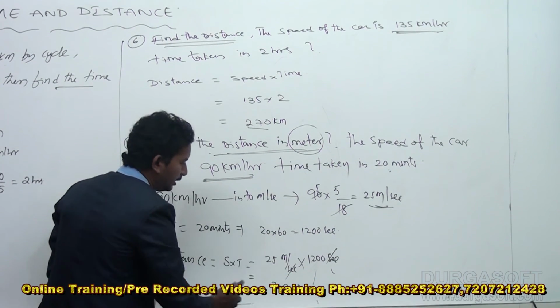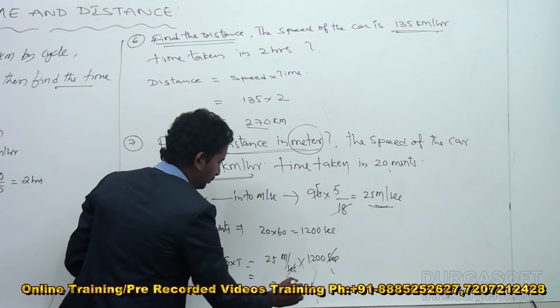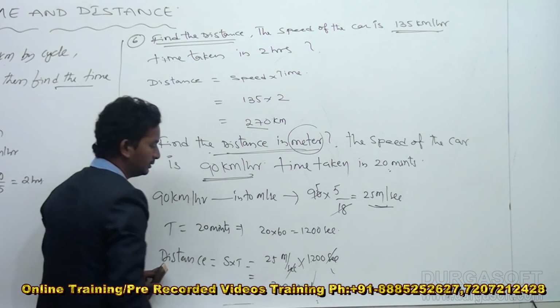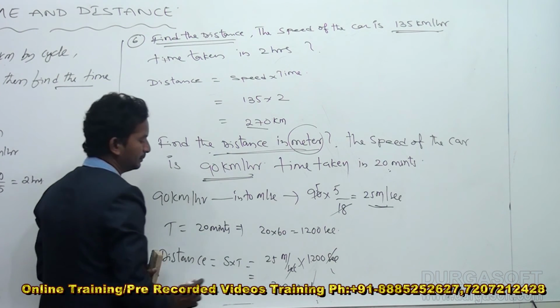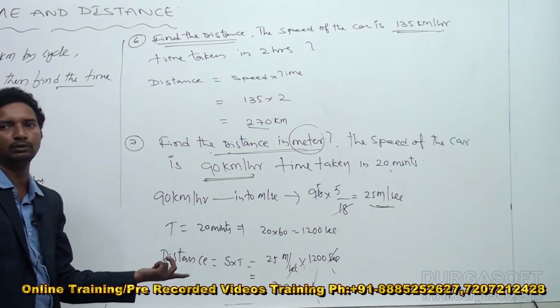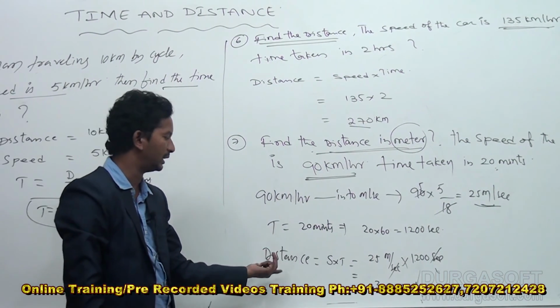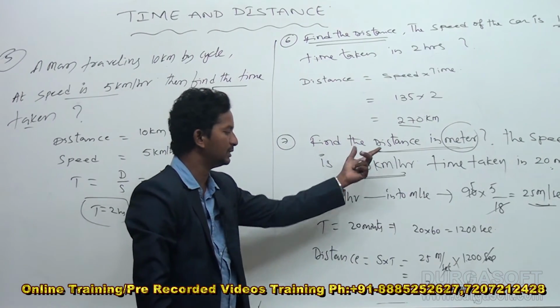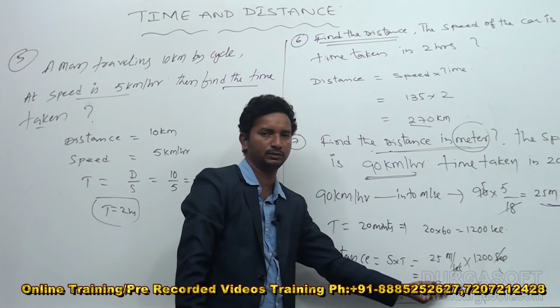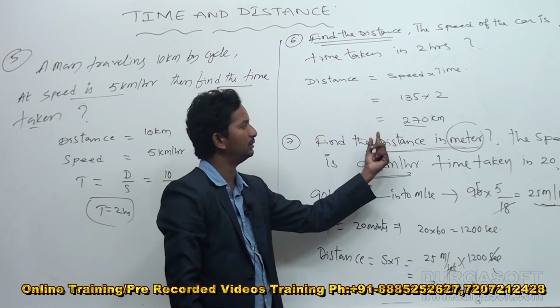Now how many meters? This is 30,000 meters, which is 30 kilometers in terms of kilometers. Since the distance in meters is asked, you take it in terms of meters. This is the conversion to use when the distance in meters is asked.